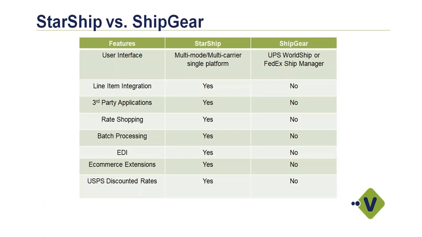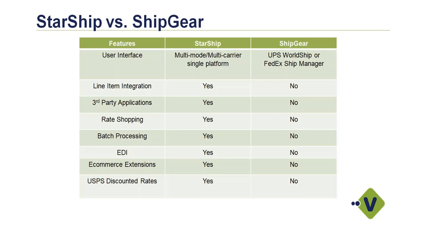Quick slide here about some of the differences between the two different products. Essentially, ShipGear is a piece of middleware that will integrate into your UPS WorldShip or FedEx Ship Manager platform, whereas StarShip gives you multi-carrier, multi-mode shipping options in a single platform.